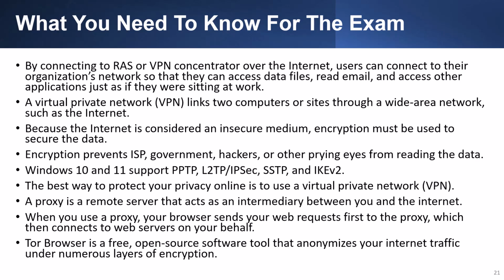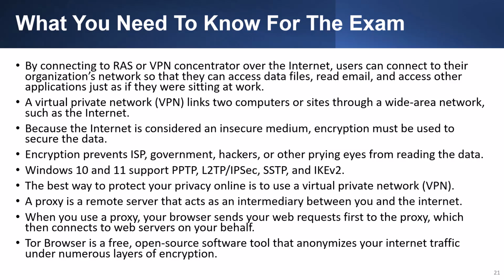In summary, by connecting to RAS or VPN concentrator over the internet, users can connect to the organization's network so they can access data files, read email, and access other applications just as if they were sitting at work. A virtual private network, or VPN, links two computers or sites to a wide area network such as the internet. Because the internet is considered an insecure medium, encryption must be used to secure the data. Encryption prevents ISP, government, hackers, or other prying eyes from reading the data. Windows 10 and 11 support PPTP, L2TP with IPsec, SSTP, and IKE version 2.